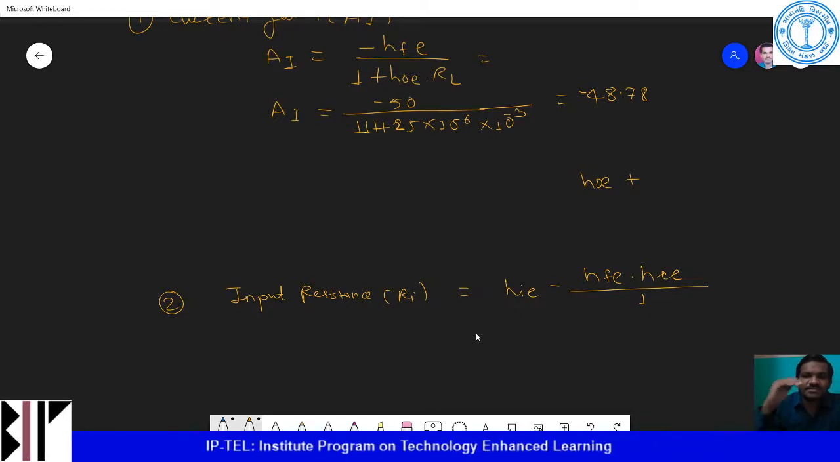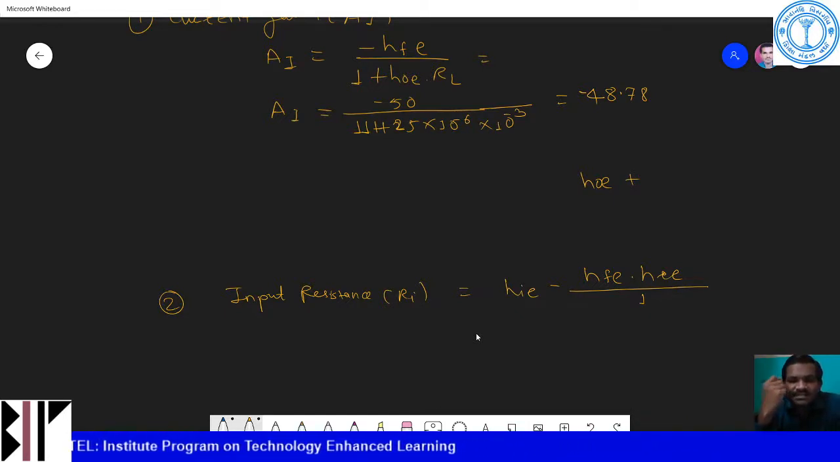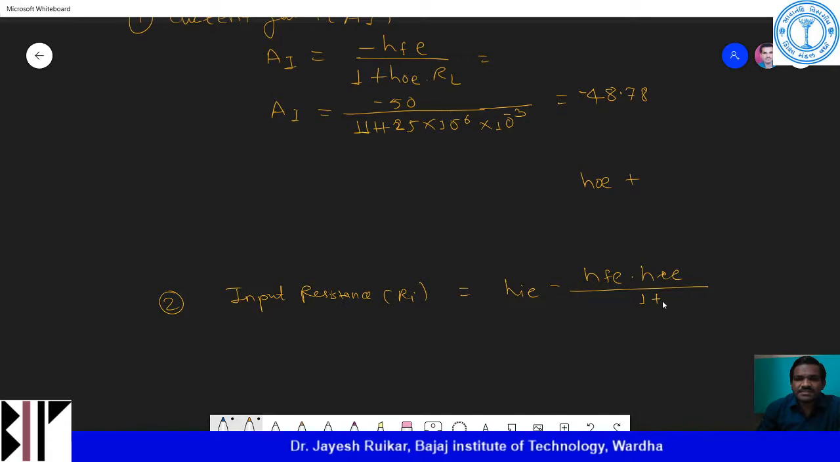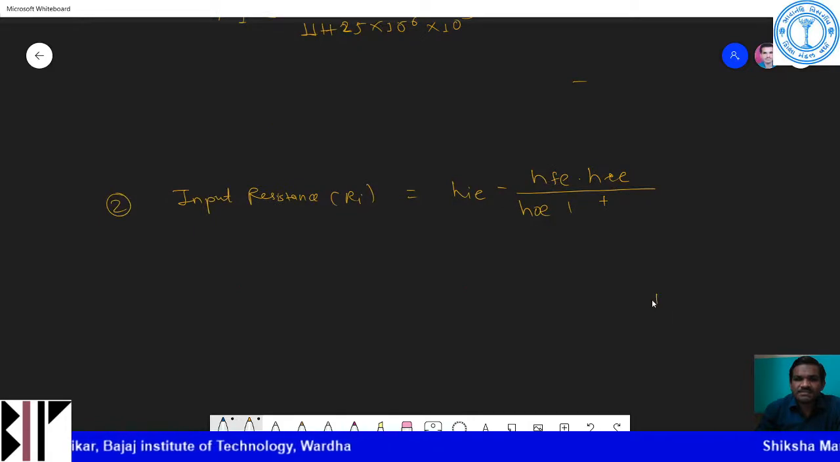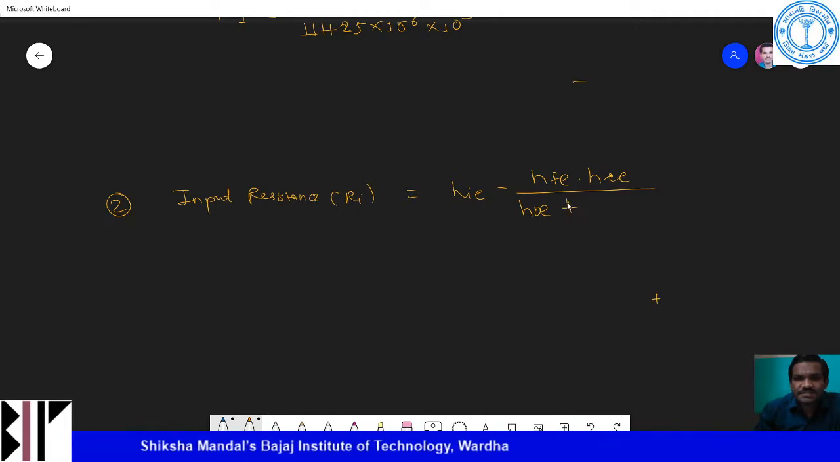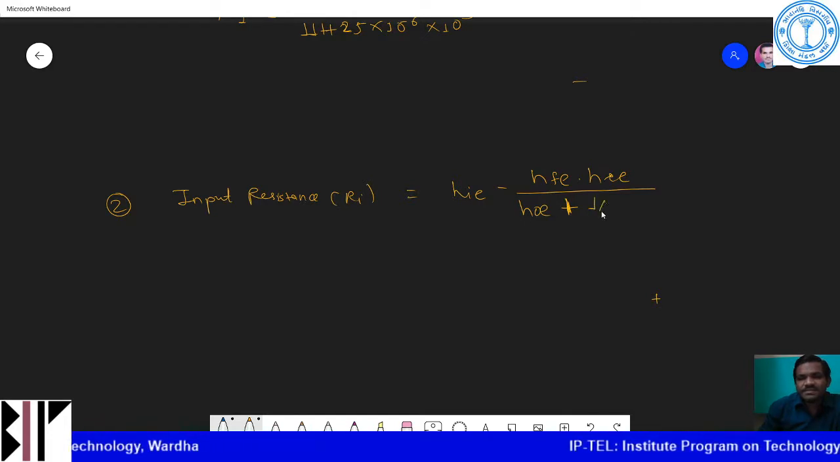So input resistance Zi will be equal to HIE minus HFE into HRE divided by HOE plus YL. I will write YL in terms of RL, so 1 by RL.